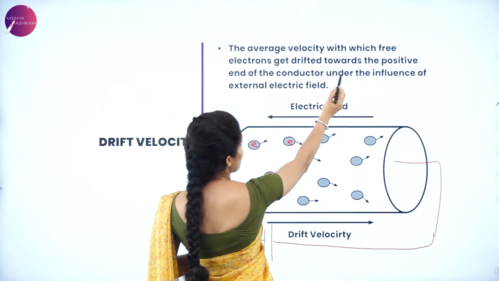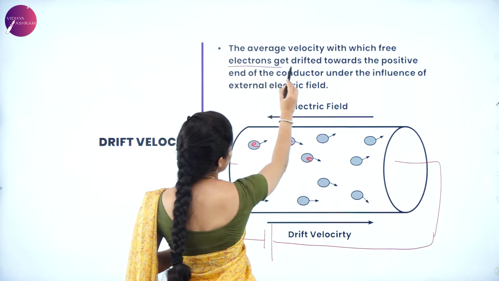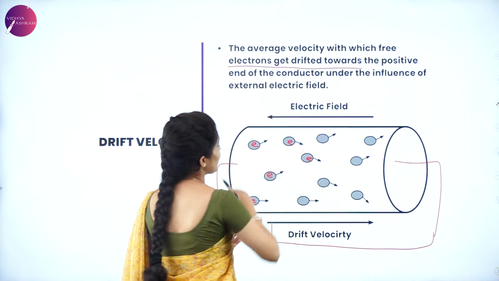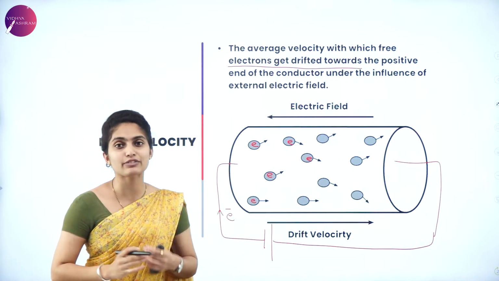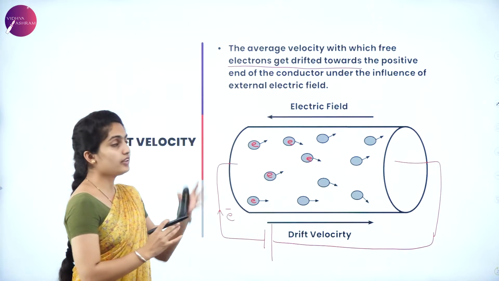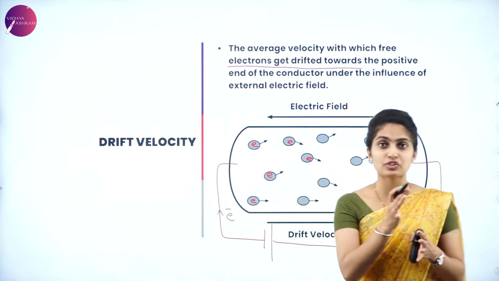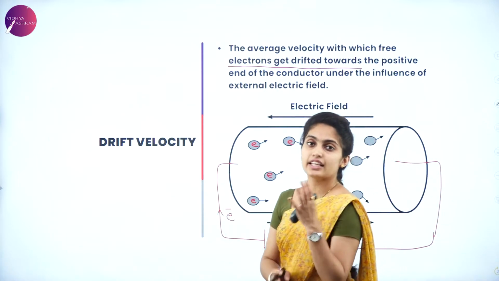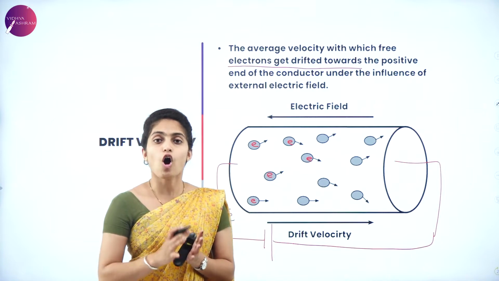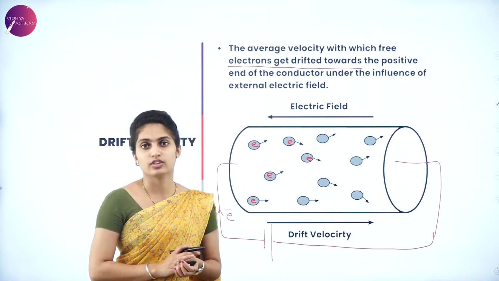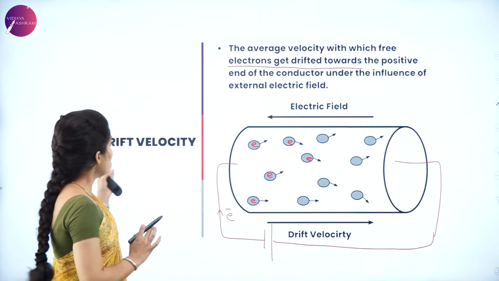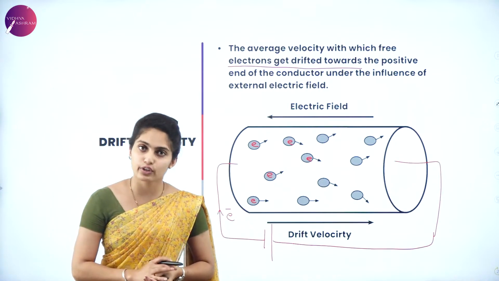So the average velocity with which a free electron gets drifted towards the positive end of the conductor, under the influence of the external electric field. Only if there is the presence of an external electric field, the electrons are said to be drifted, or else the electrons act as free electrons. So that is known as the drift velocity.